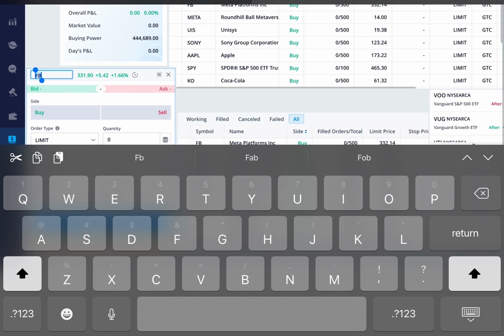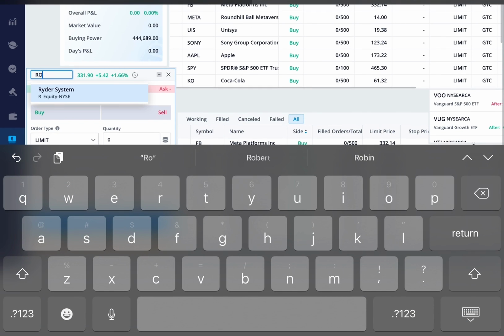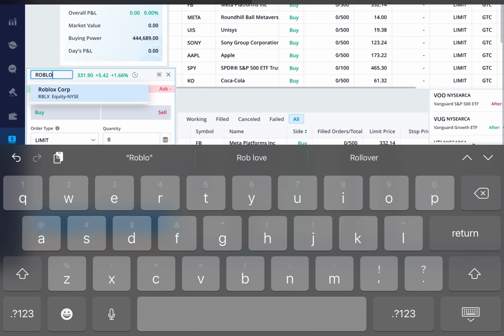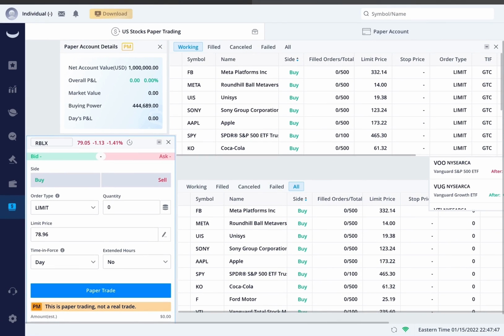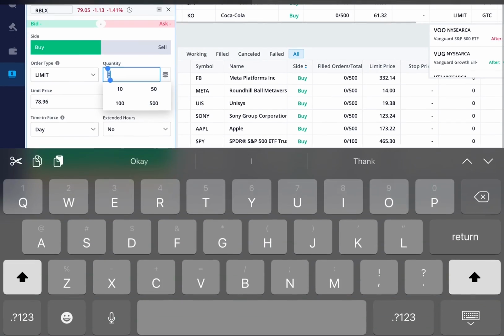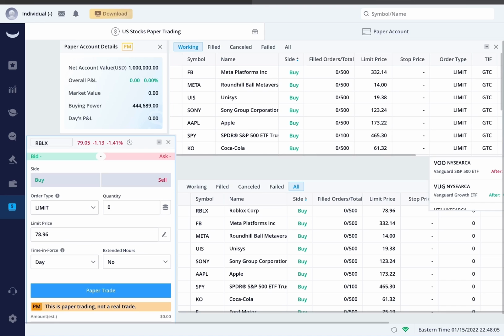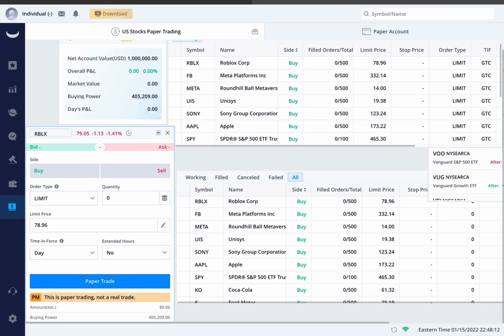There's another company that's associated with Metaverse and all that's going on. So Roblox is one of the companies that I want to purchase. So I'll choose Roblox, and I'm going to choose buy, choose limit. Okay, choose 500 shares at $78.96, and then GTC, extended hours, yes, and paper trade. Remember, this is paper trading. This is not real. This is not real trading. This is just like monopoly money.